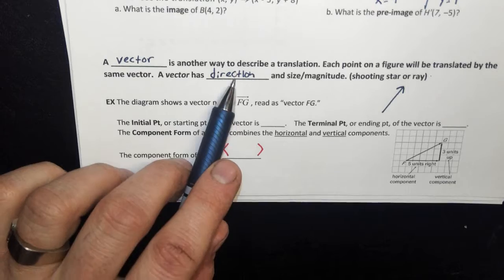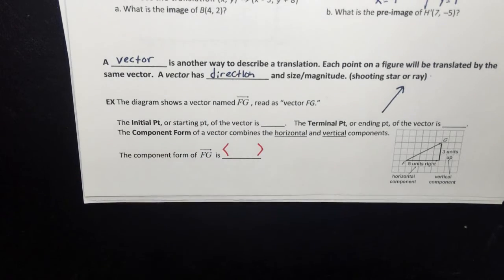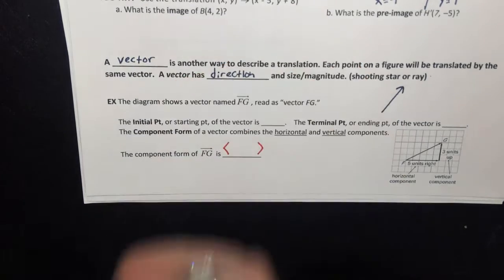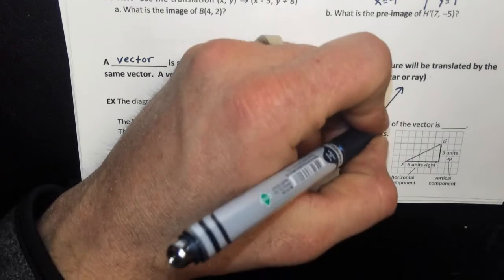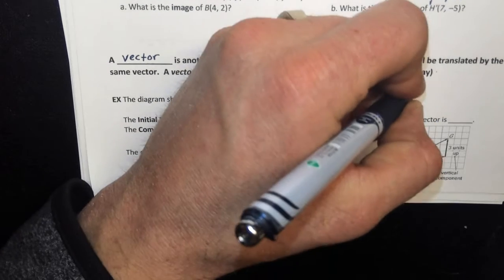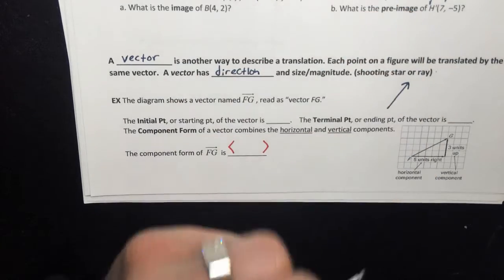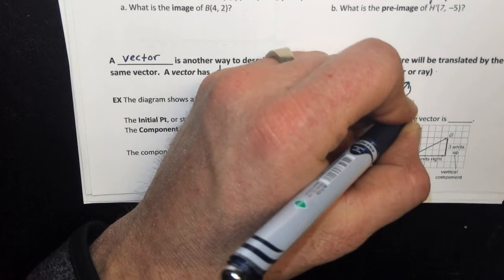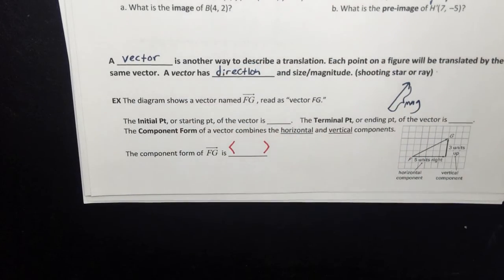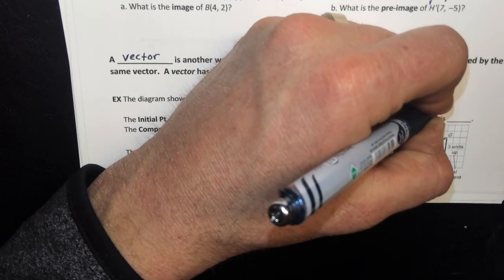A vector has direction and magnitude. So this vector right here, if you take a look, because it's got that arrow, it's going to tell you exactly which direction it's going to go in. And it's also got a length to it. So we have our direction pointing from our arrow, and we are going to have our magnitude showing up by the length of it. So you could have long vectors, or you can have short vectors.